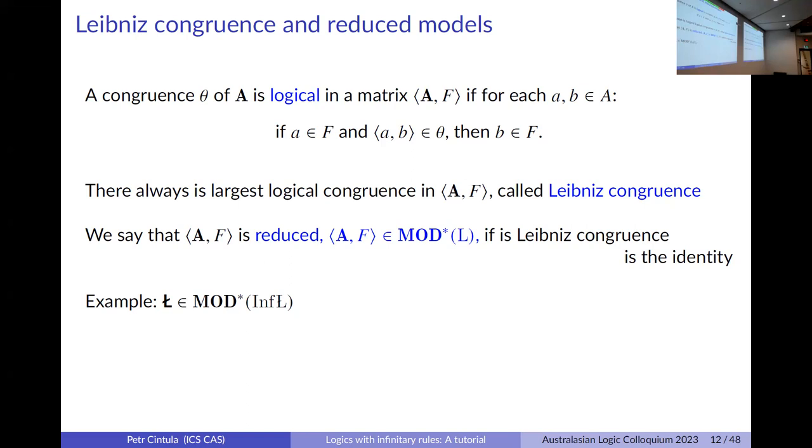Okay, and the matrix is reduced when the Leibniz congruence is equality. So there are no two different things which have all the same properties. That's the usual notion of reduction. This particular matrix of Lukasiewicz is of course a reduced matrix. Maybe it's not obvious, but trust me, I don't want to get into details. And it gives us immediately the second completeness theorem. Again, we just factorize. We have the counterexample, we factorize the counterexample by the Leibniz congruence, and we get the reduced counterexample. That's an elementary algebra, nothing interesting. So all logics have the first and the second completeness theorem.